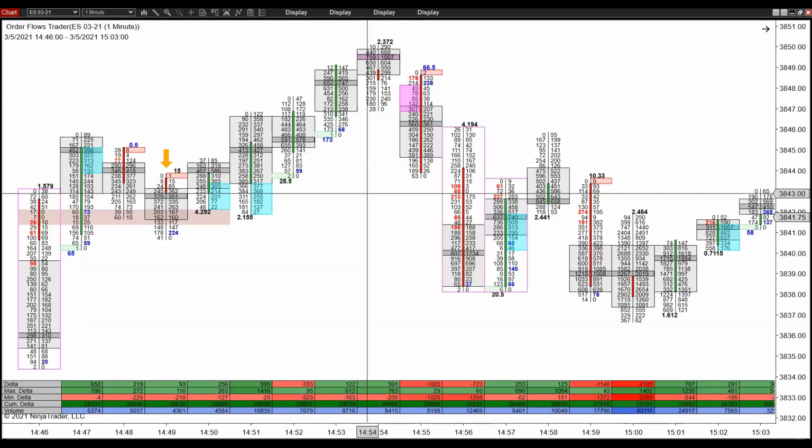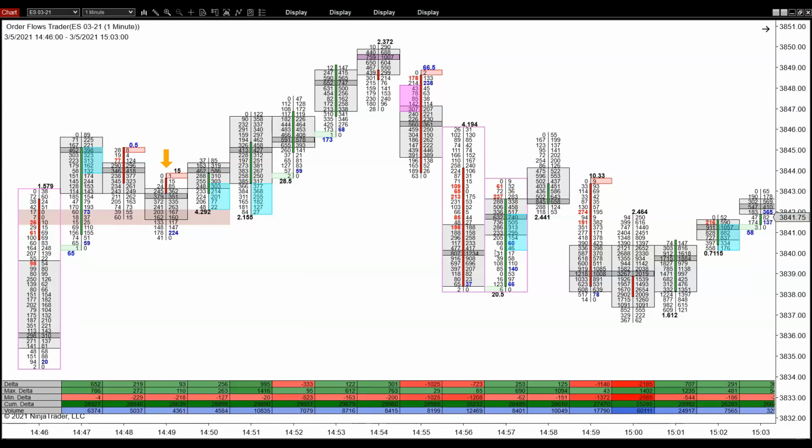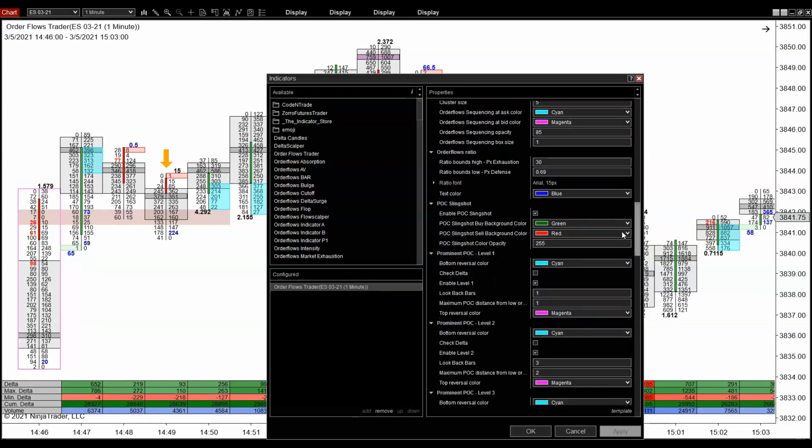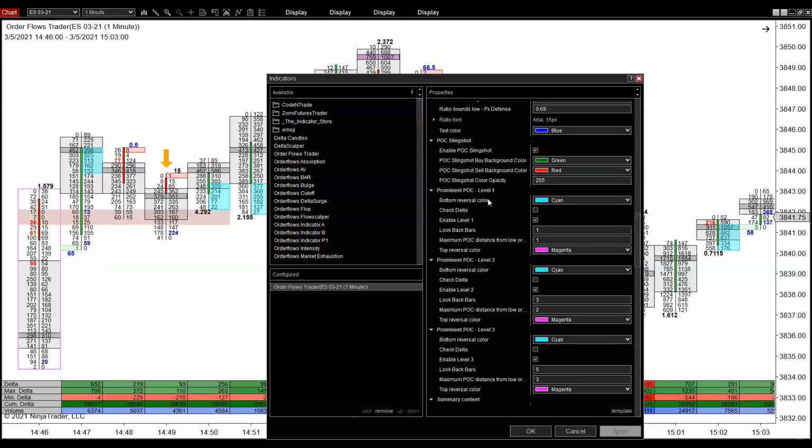Now you can go into the indicator settings, and there are 3 levels of prominent points of control. It's in here: prominent POC level 1, level 2, level 3.